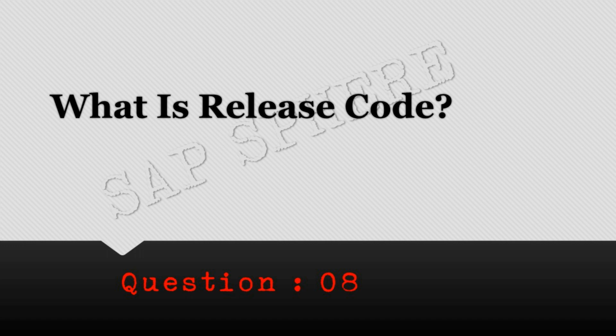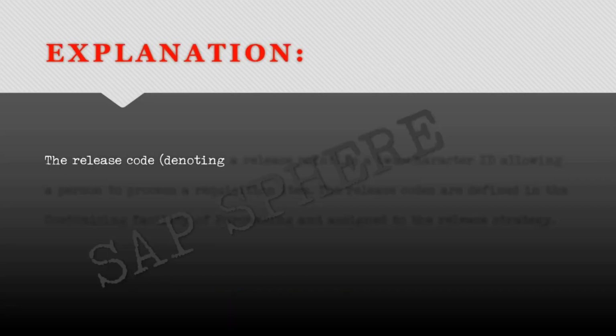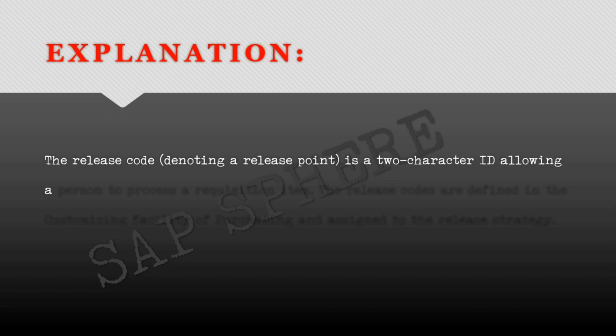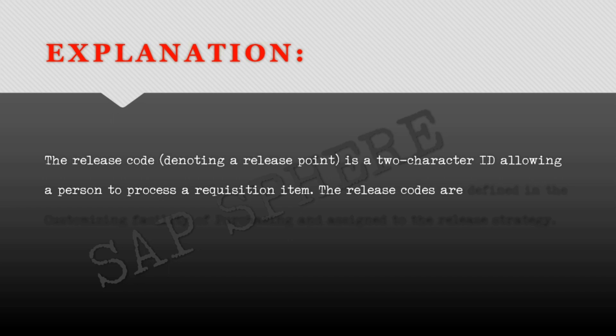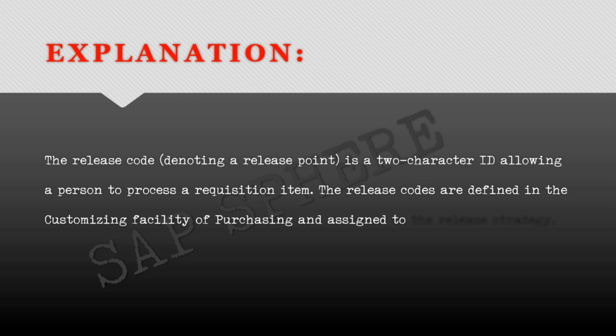What is release code? The release code denoting a release point is a 2-character ID allowing a person to process a requisition item. The release codes are defined in the customizing facility of purchasing and assigned to a release strategy.